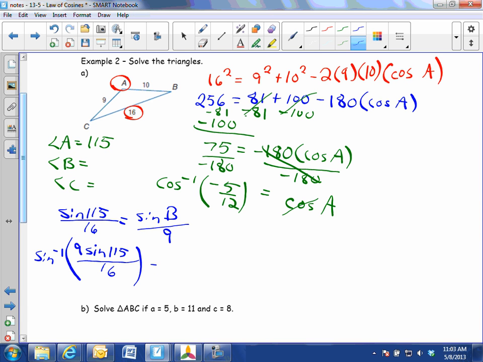Oh, now we just do this. Divide by 15. That's much nicer. You should get 30. 31. I have 31. Okay. Yep. And then angle C is really easy because what do you do? Just subtract. So angle C turns out to be 34.